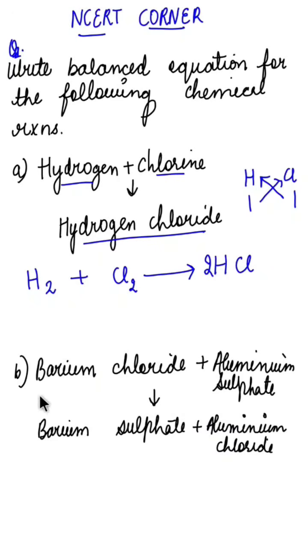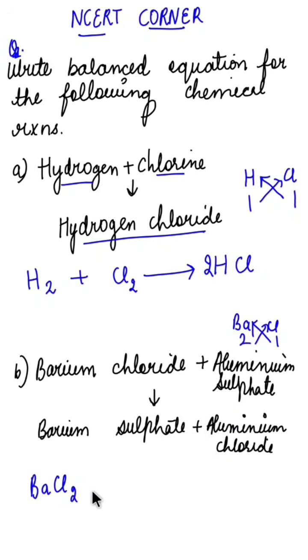Now moving on to the second, it is barium chloride plus aluminium sulfate. Arrow means the product will be barium sulfate plus aluminium chloride. Now let's start making the reaction. Okay, barium chloride is what? You will write the formula of barium chloride by its valencies. Barium is 2 and chlorine is 1. So the formula which will be formed is Ba when multiplied by 1 will be Ba, and Cl when multiplied by 2 will be BaCl2.